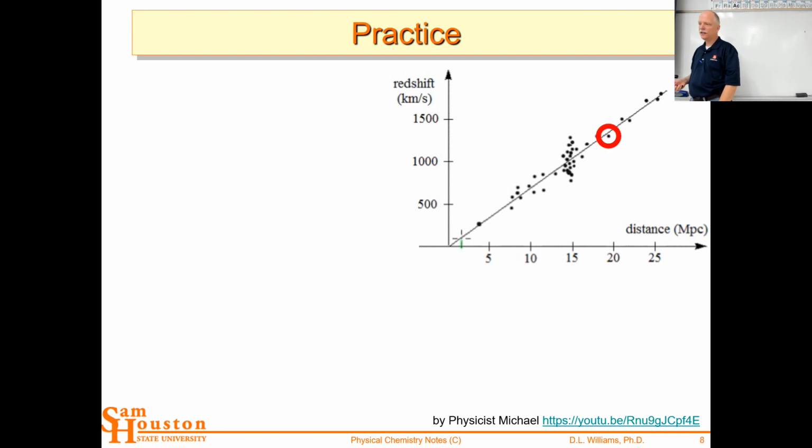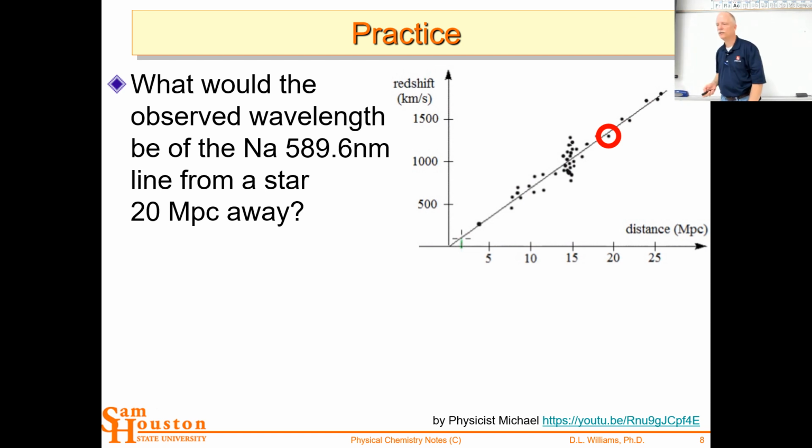So let's practice. Let's take this one at 20 megaparsecs. What would the observed wavelength be? This is the kind of calculation that I think you should be able to do. If you have this equation, be sure to put it on your note card. What would be the observed wavelength of a sodium 589.6 nanometer line from a star 20 megaparsecs away?